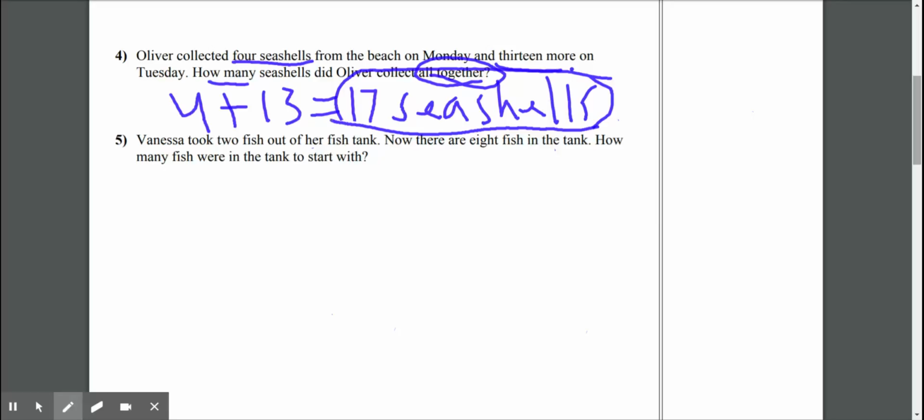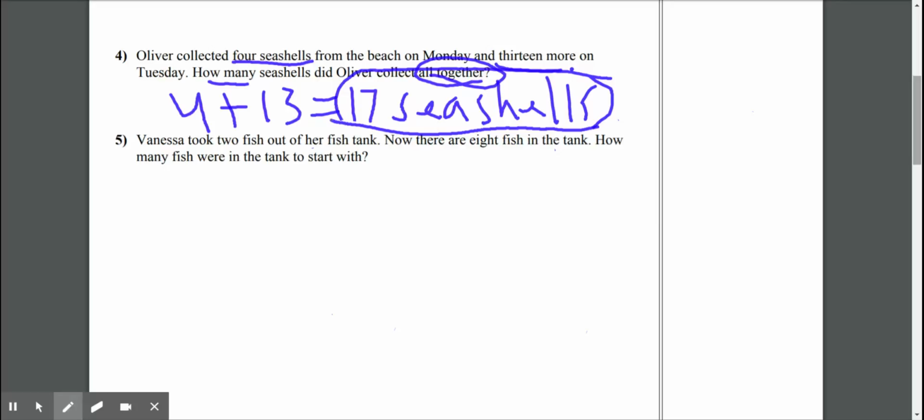Now, I promised that the last one was going to be subtraction because there were two subtraction problems. And this is what it's going to look like here. And these are going to look different, okay? Some of us may have these kinds of word problems, and we have to figure out, how do I best respond? It says Vanessa took 2 fish out of her fish tank. Now there are 8 fish in the tank. How many does she have to start with?